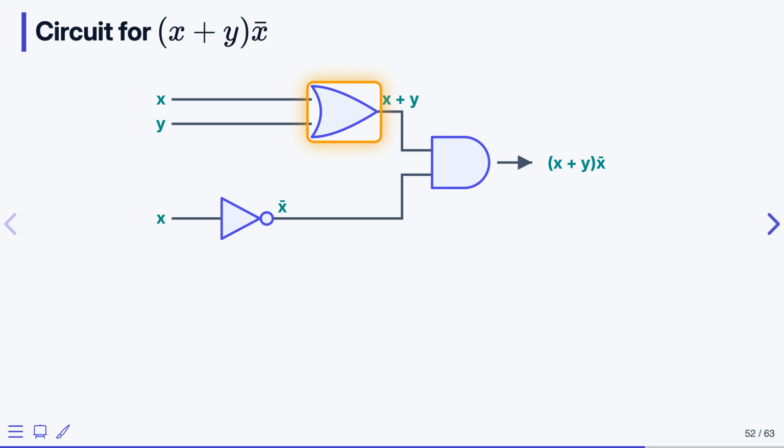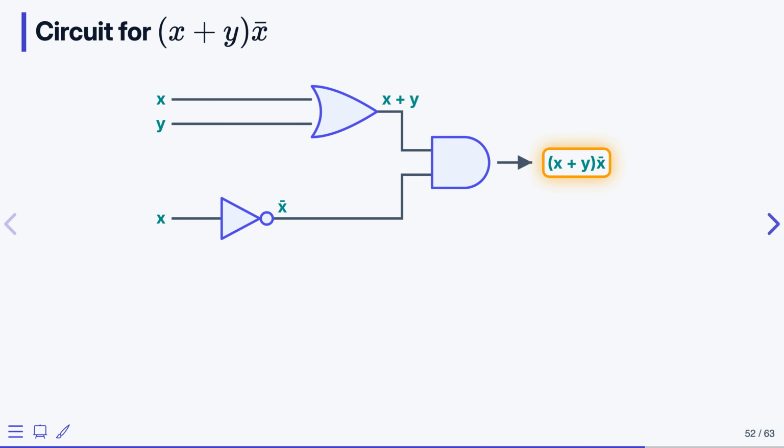And now the drawing. Trace it with your eye. At the top, x and y go into the OR gate, and its output wire is labeled x plus y. At the bottom, x goes into the inverter, and its output wire is labeled bar x. Both wires then run into the AND gate on the right. The final wire carries (x plus y) times bar x.